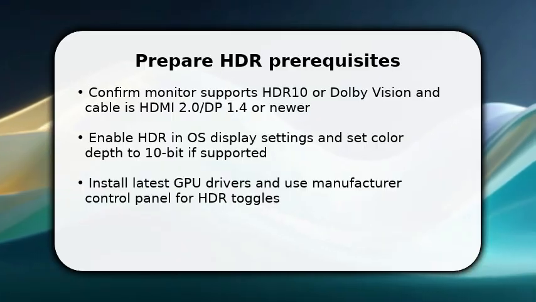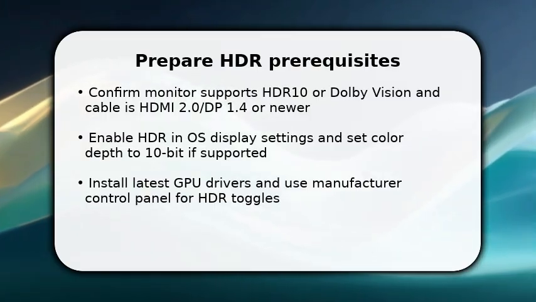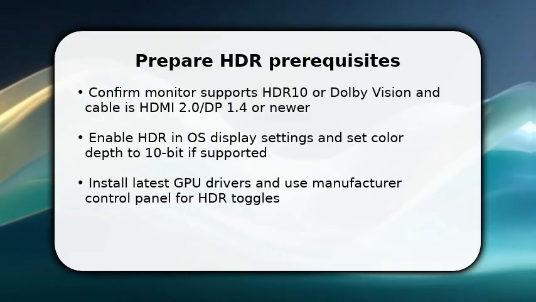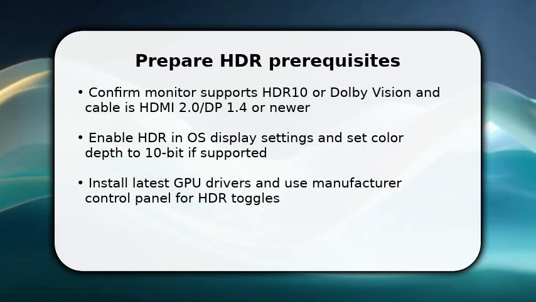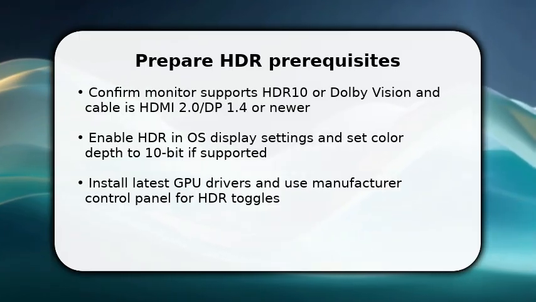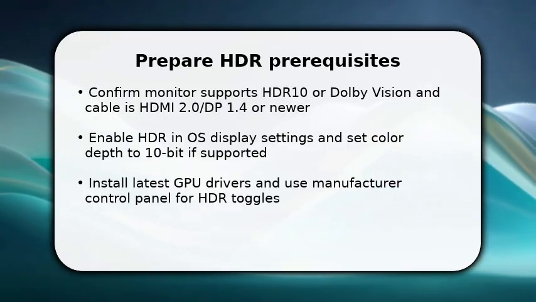You start by confirming the essentials. Your monitor, GPU, and cable support HDR. Connect with HDMI 2.0 or DisplayPort 1.4. Then enable HDR in your operating system display settings. Once done, set color depth to 10-bit if the panel and GPU allow it.